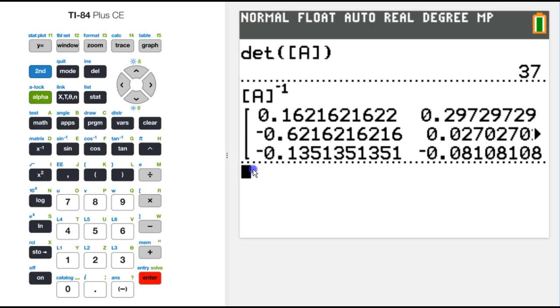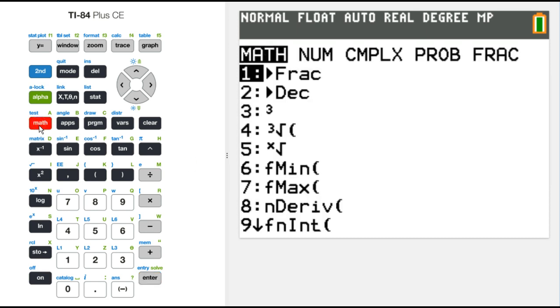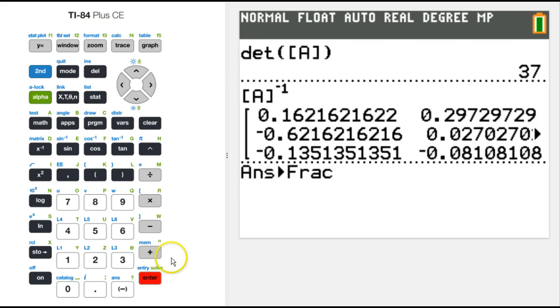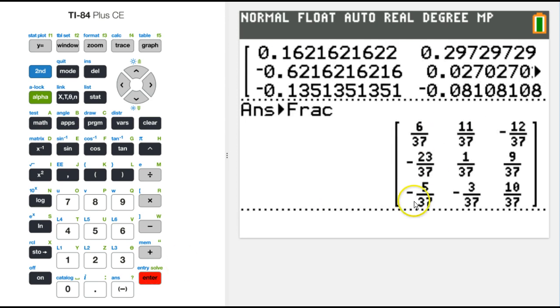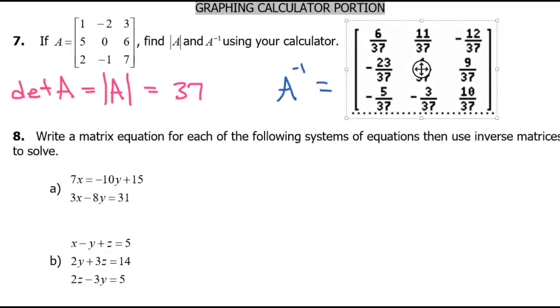Well, 3 words: math, enter, enter. I hit math, and I'm going to hit enter twice. See how it says fraction? Enter, and I hit enter one more time. So math, enter, enter, and it turns it all into fractions. And there you go. I cheated and just clipped the screen and pasted it here so I didn't have to redraw everything. Anyway, it's time for problem number 8.